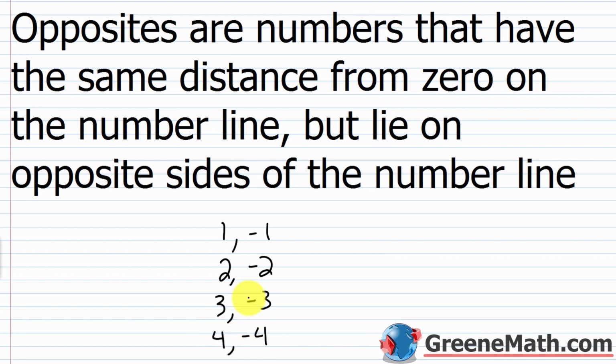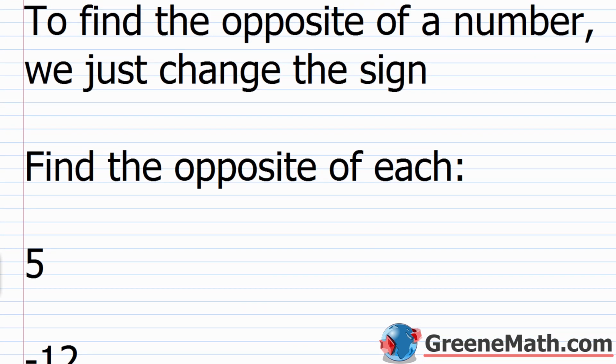So you could make an infinite number of these. You can go through and say, okay, 5 and negative 5, 6 and negative 6, so on and so forth. So with opposites, it's a very easy concept. To find the opposite of a number, we just change the sign. That's all you're doing, because if I say, hey, what's the opposite of 1? Again, you're just looking for that same value, but with a different sign. So you would just change the sign and say, okay, well, the opposite is negative 1.